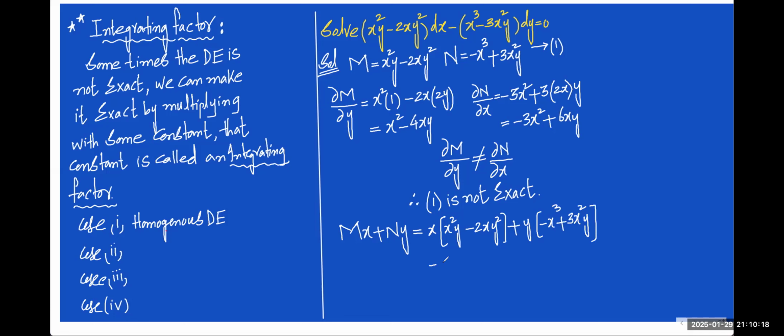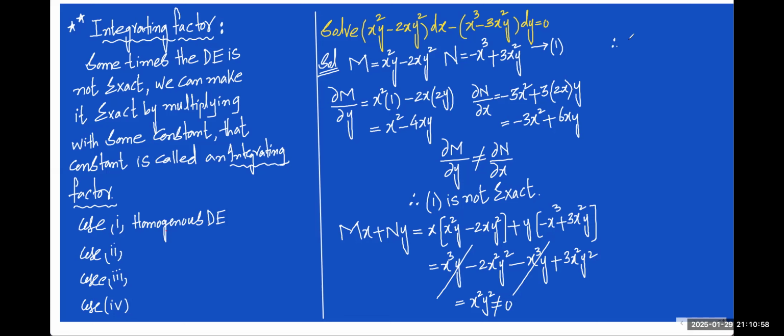And you can verify this problem itself. Let me tell you how to verify. x cube y, multiply with x: minus 2x square y square, minus x cube y, plus 3x square y square. Now if you notice, x cube y cancels. From 3x square y square, if you subtract 2x square y square, we should get x square y square only, which is not 0. The value of mx plus ny did not come 0.